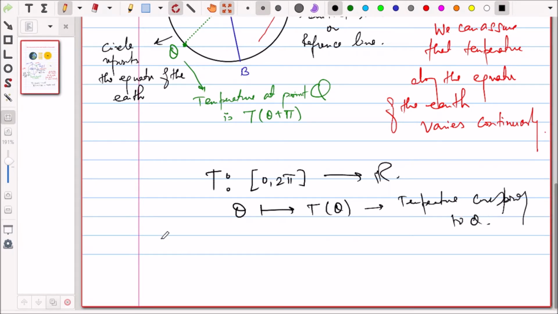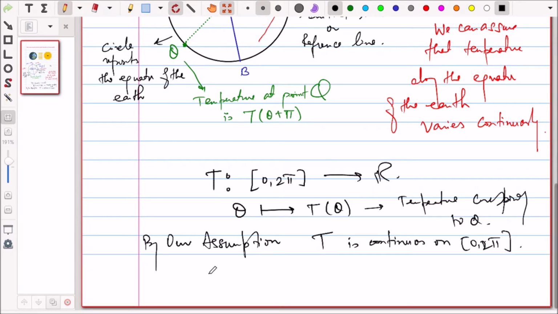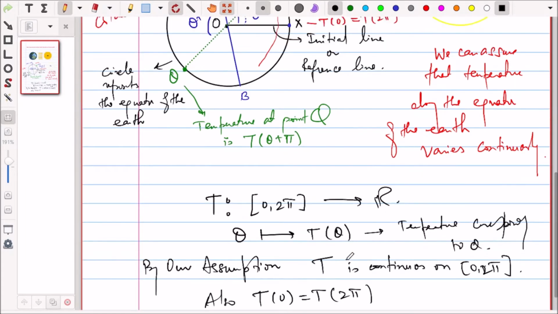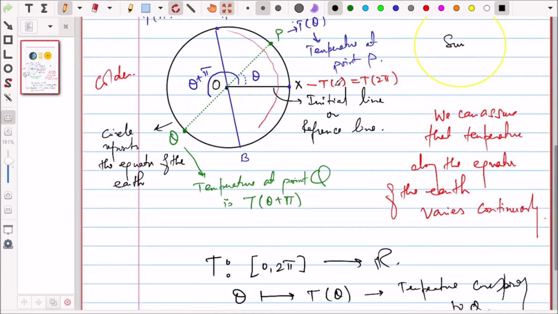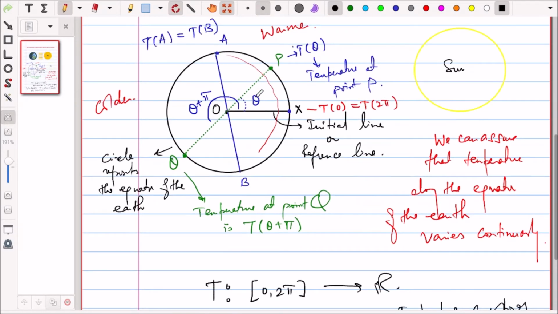So we have defined the temperature function clearly by our assumption that temperature is varying continuously along the equator of the earth. By our assumption that temperature is varying continuously on earth, T is a continuous function on 0 to 2 pi. Also T of 0 is equal to T of 2 pi. So it is somewhat periodic, because again it will go on like this. T of 0 is equal to T of 2 pi, because this line represents both 0 as well as 2 pi. We are measuring this angle in the anti-clockwise direction.